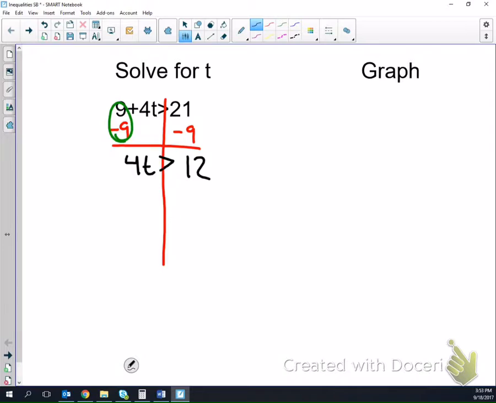It's still there. Okay, now I've got 4 times t, so let's do the opposite of that. Divide by a 4 on both sides again. Now 4 divided by a 4 is just a 1. 1 times the t gives me t is greater than 3. And we finished. We've solved it. T can be any number greater than 3.